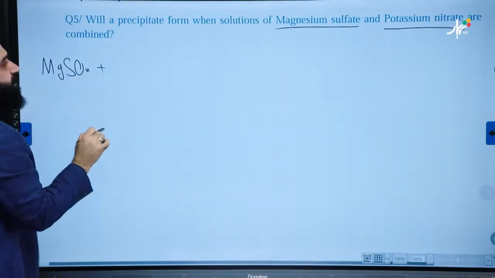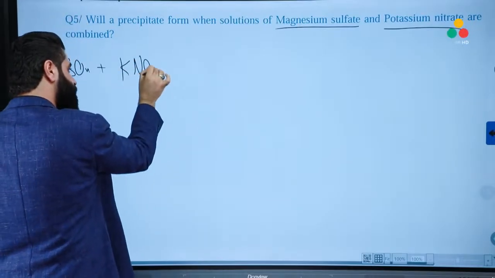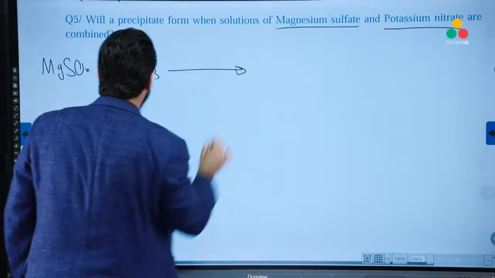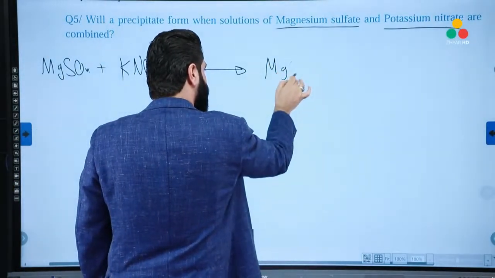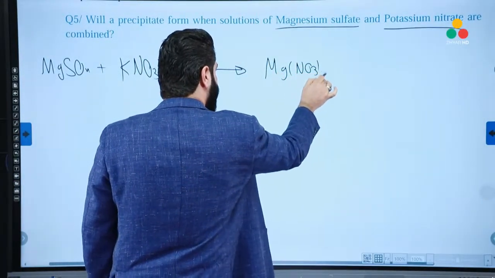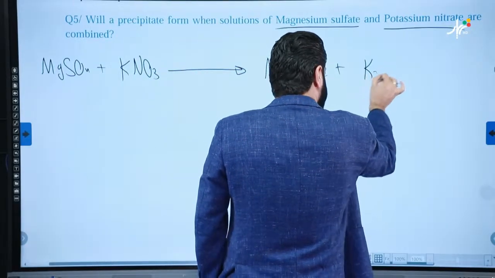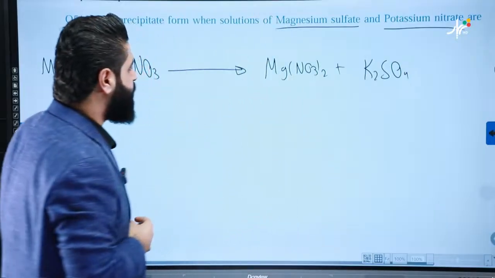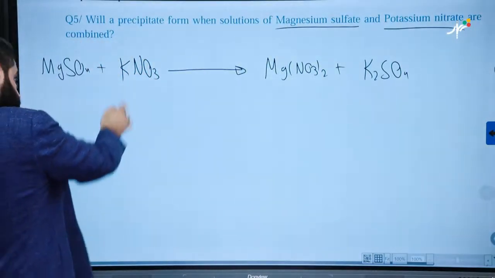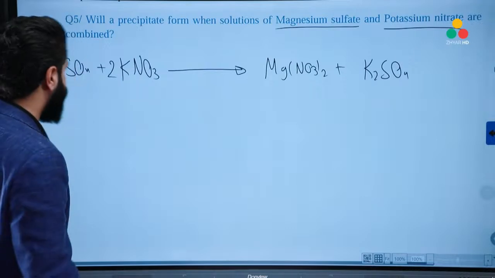MgSO4 plus potassium nitrate, KNO3. First, write the double displacement. It will become Mg(NO3)2 plus potassium sulfate, K2SO4. Good. And then it must be balanced. Look at it. Multiply this by 2, and the whole reaction will become balanced.